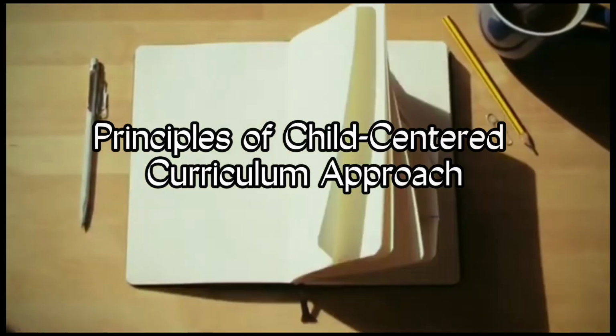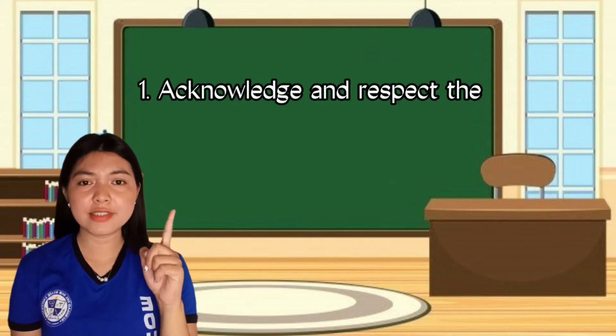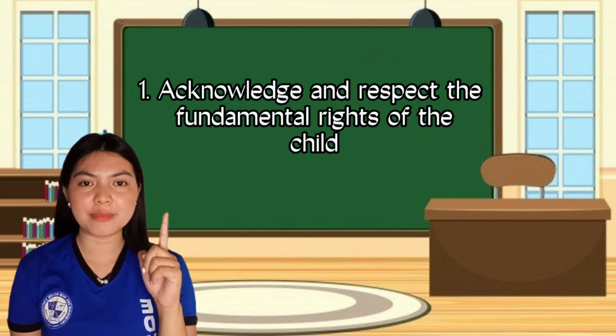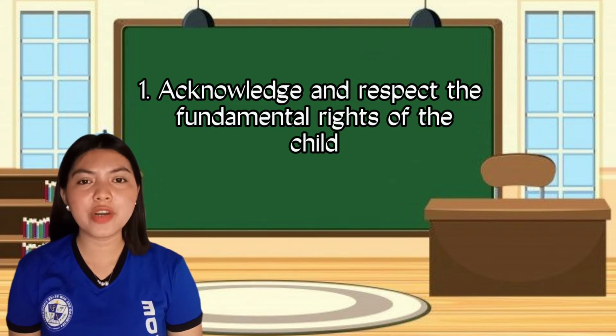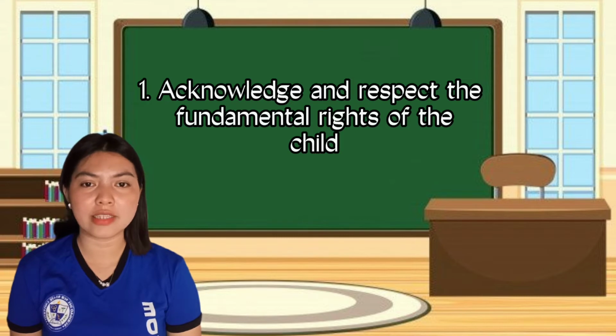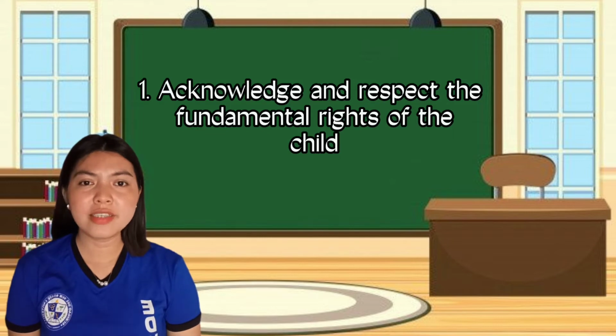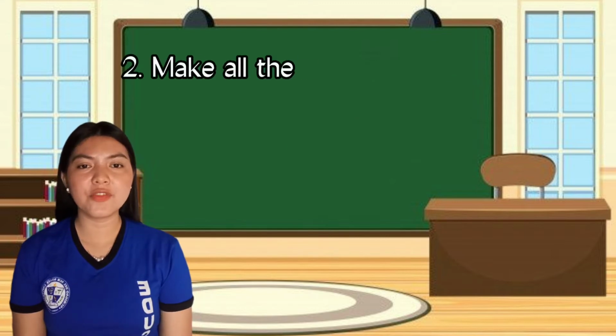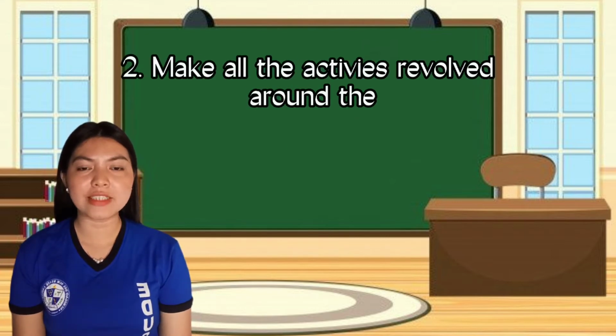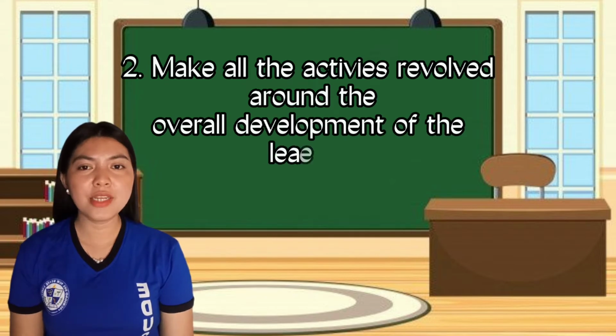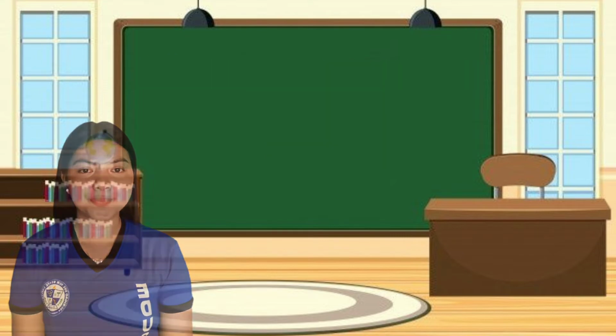Principles of child-centered curriculum approach. First, acknowledge and respect the fundamental rights of the child. It is very important to respect everyone's rights, especially young learners. It is because, as we all know, young learners are very sensitive and vulnerable. Second, make all the activities revolve around the overall development of the child. Yes, the main goal is for the development of the learner. Therefore, all the activities that the teacher should prepare will incline to the development of the learners.